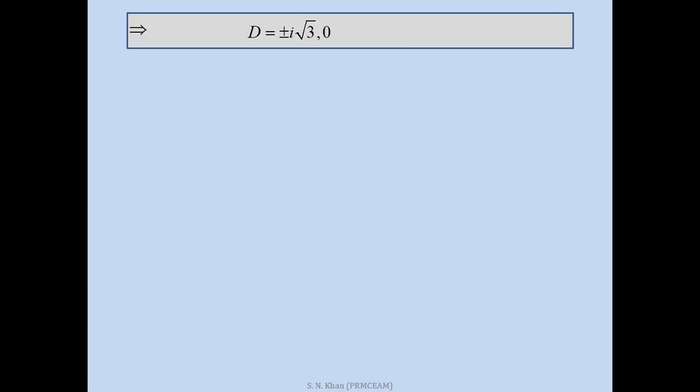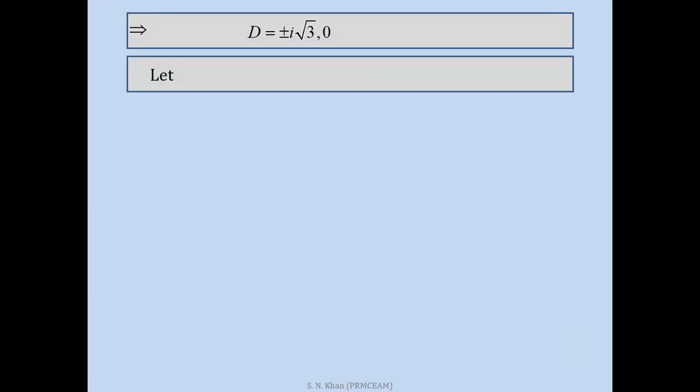Imaginary means we need alpha and beta. So we will write plus minus root 3 i as 0 plus minus i root 3, because we need the value of alpha and the value of beta. Alpha is the real part, beta is the imaginary part. Here no real part was present, that is why we wrote it in standard format as 0 plus minus i root 3. And now we will compare it with alpha plus minus i beta.